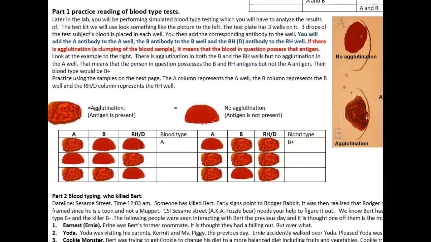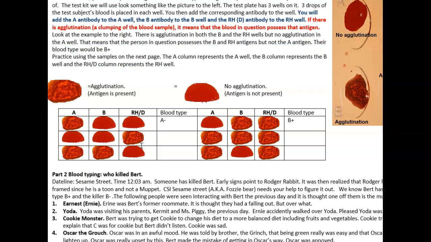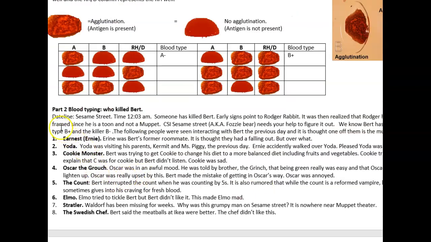Now, we have a crime scene to solve. CSI Sesame Street. We have to figure out who killed Bert. And it wasn't Roger Rabbit. He was framed, by the way. These are our suspects. I actually had a lot of fun writing it, so please read it.